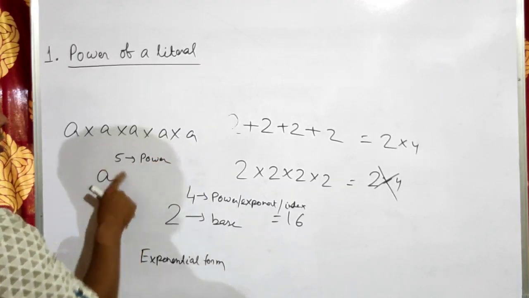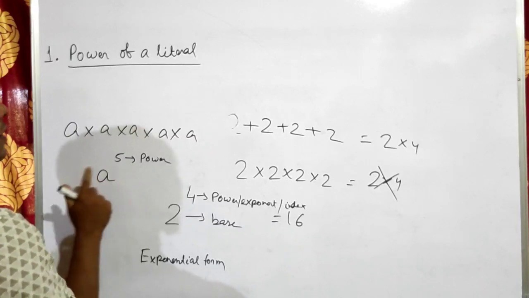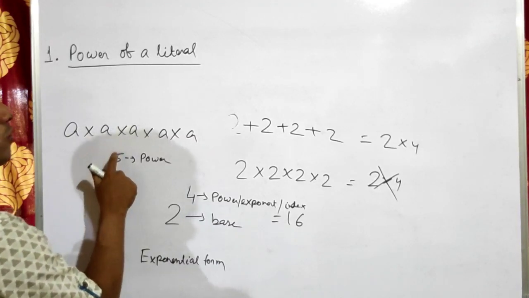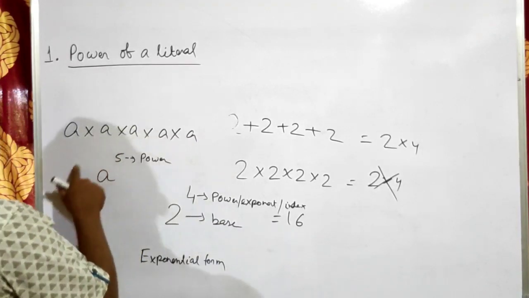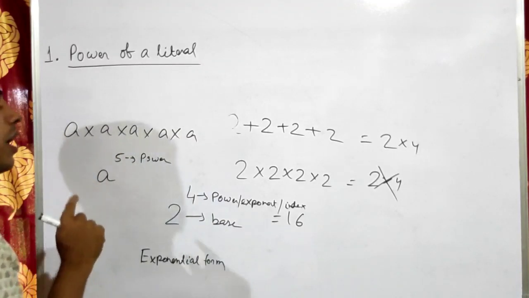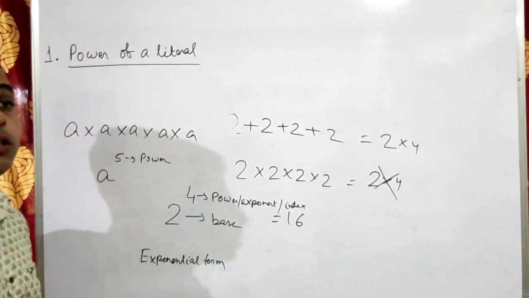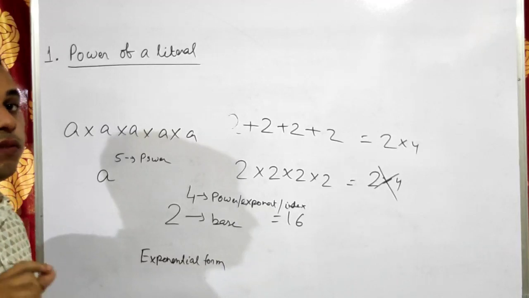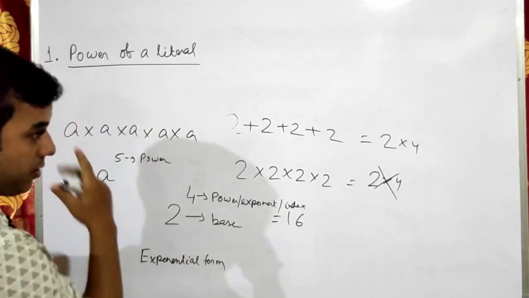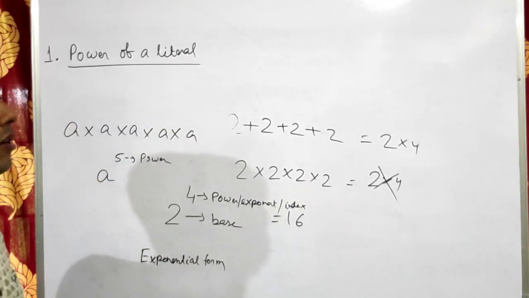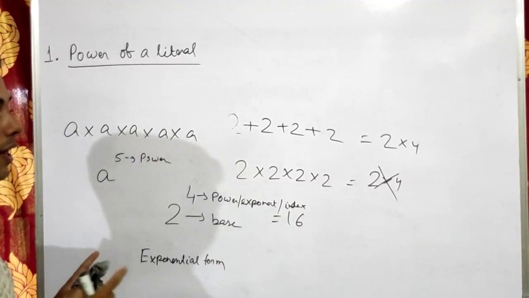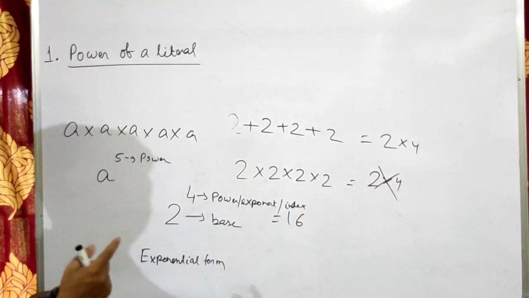And the position of this what? The position of A is base, and the position of this 5 is known as what? Power. And this total form is known as what? This total form is known as exponential form. This is a form of a number. Clear? Okay. So now let's move to our next concept, that is constant.